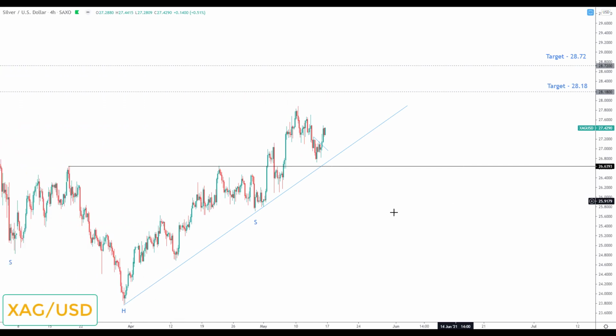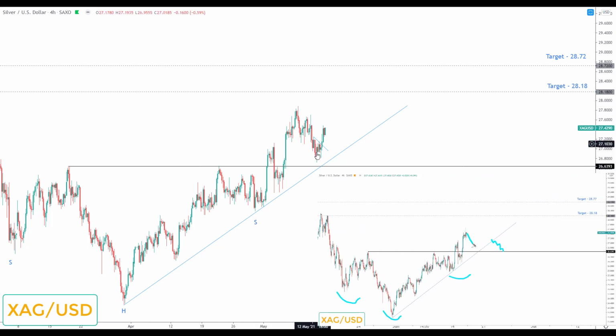Silver. In last week's video I highlighted this inverse head and shoulders pattern to the upside for you, and that we'd broken out above the 26.639. This is a very key area of resistance, potentially looking to turn support, and I highlighted the fact that I wanted to see a pullback in this market before looking for bullish reversals to the upside.